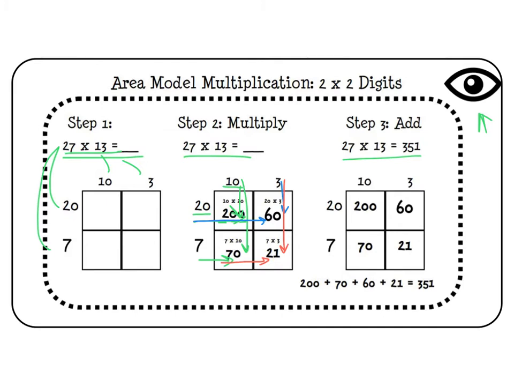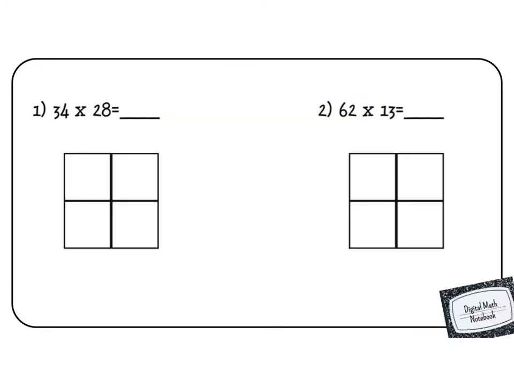Then we take all these numbers, 200 plus 60 plus 70 plus 21. We add them all together to get our answer of 351. This is just one method of multiplication with two digits. We also know we could use the standard algorithm to do this as well. Now that you've seen me do it, let's do it together. Remember that your notes need to go in your digital math notebook.